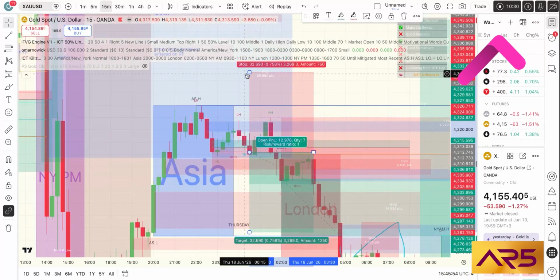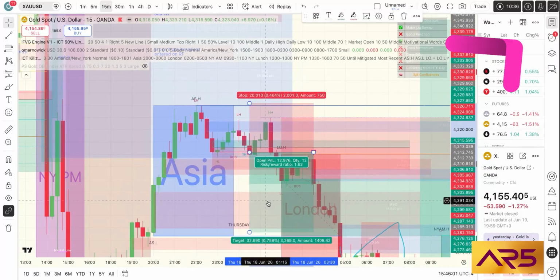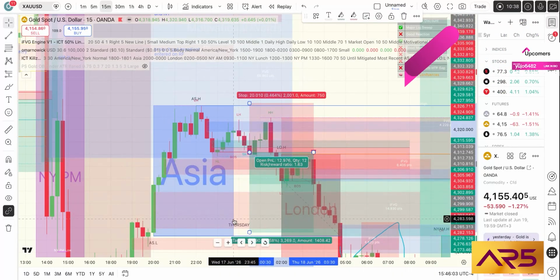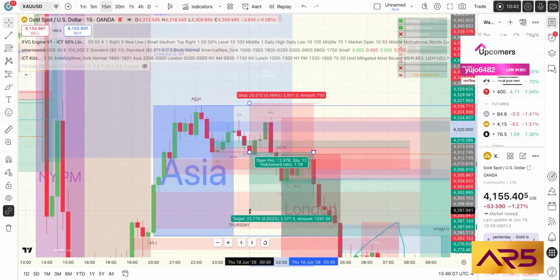Mind you, that's not a loss I normally take. I put it above the Asian highs just to make sure that I don't get swept out. And I see a big fair value gap here that we're looking to fill. But normally, we don't target the fair value gap on the top or the bottom.